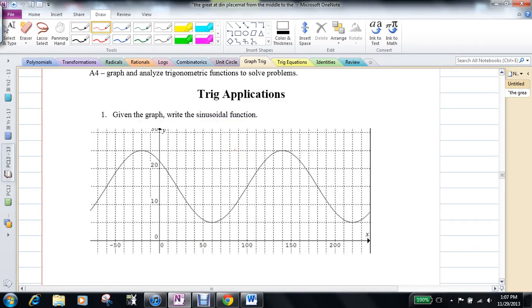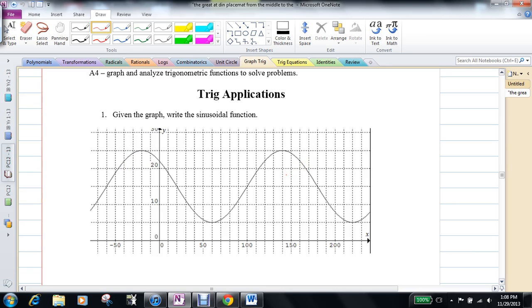All right, folks. For the past little while, we've been working on graphing sine and cosine functions. Today, we're going to work in the other direction, and given a graph, we're going to be expected to write the equation that would have created this picture.